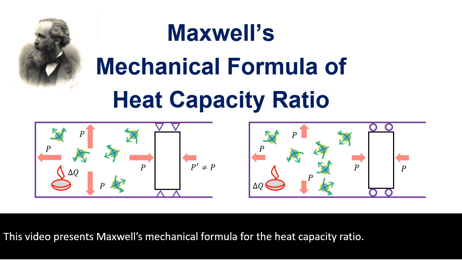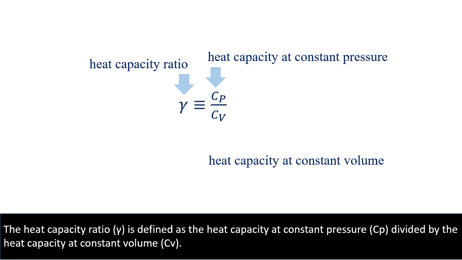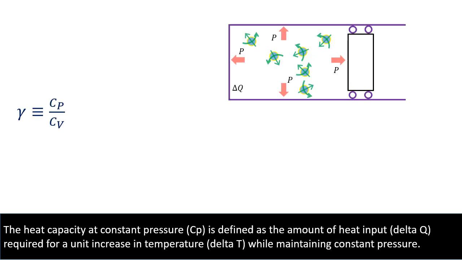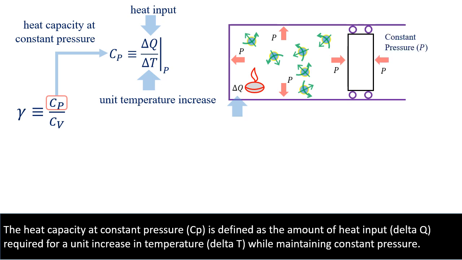This video presents Maxwell's mechanical formula for the heat capacity ratio. The heat capacity ratio, gamma, is defined as the heat capacity at constant pressure, Cp, divided by the heat capacity at constant volume, Cv. The heat capacity at constant pressure, Cp, is defined as the amount of heat input, delta Q, required for a unit increase in temperature, delta T, while maintaining constant pressure.